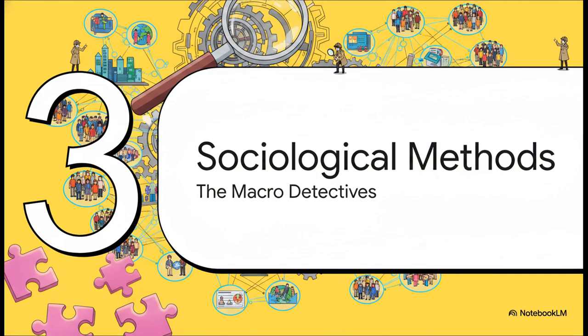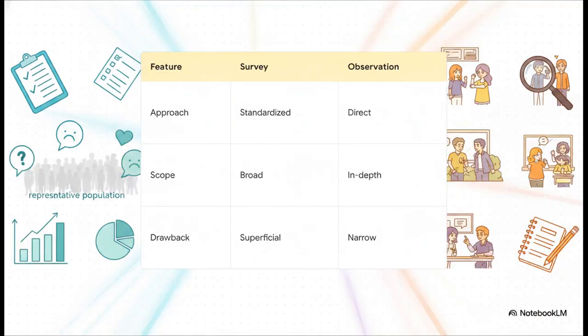Which brings us to Section 3, sociological research methods, the macro detectives. All right, let's pivot to the specific tools of the trade. Sociologists, they act kind of like the macro detectives of the social sciences, zooming out to look at large-scale societal structures. And what we see here is a massive trade-off between two of their biggest tools.